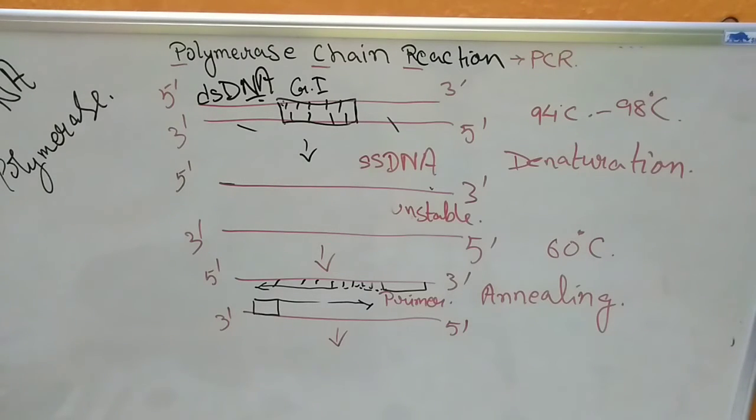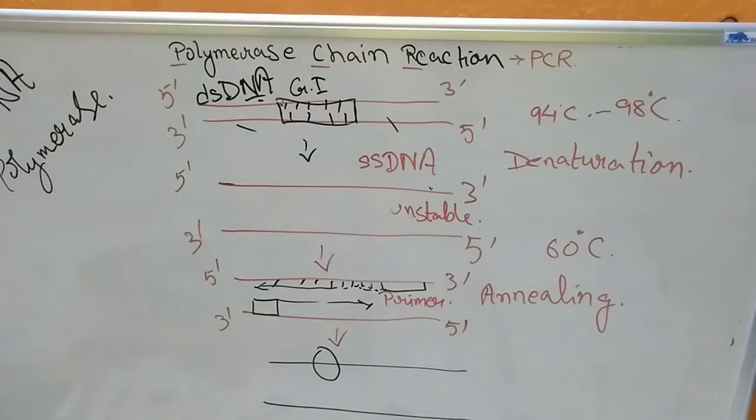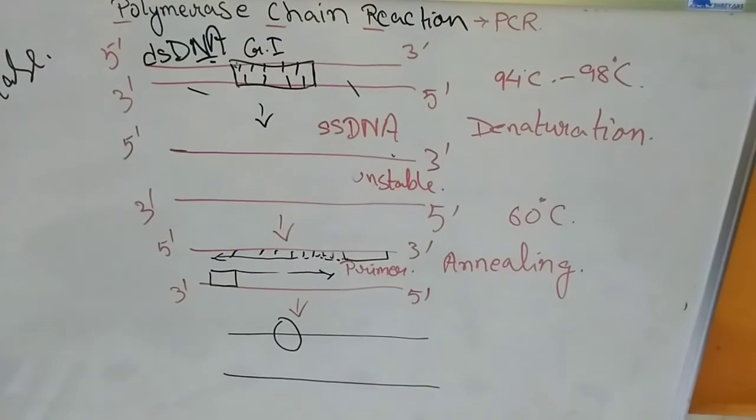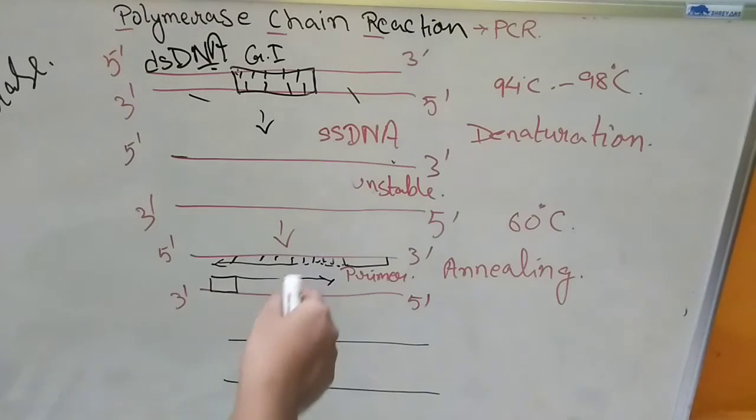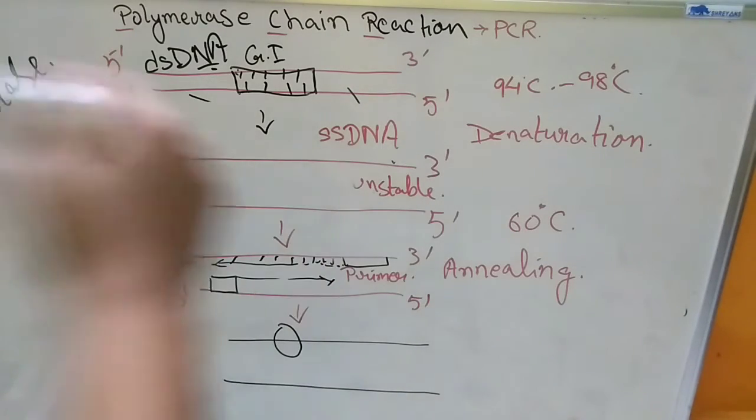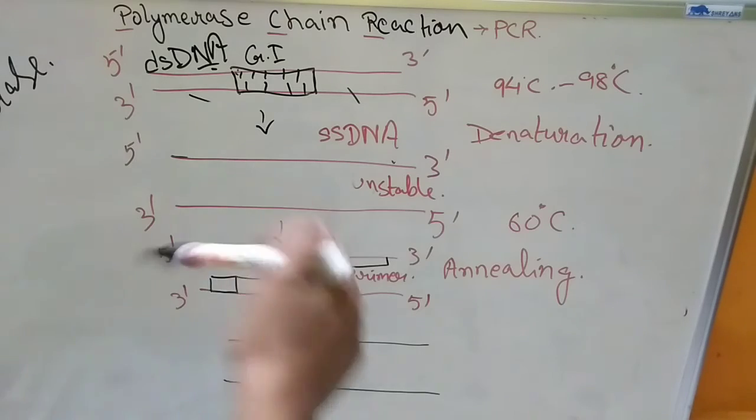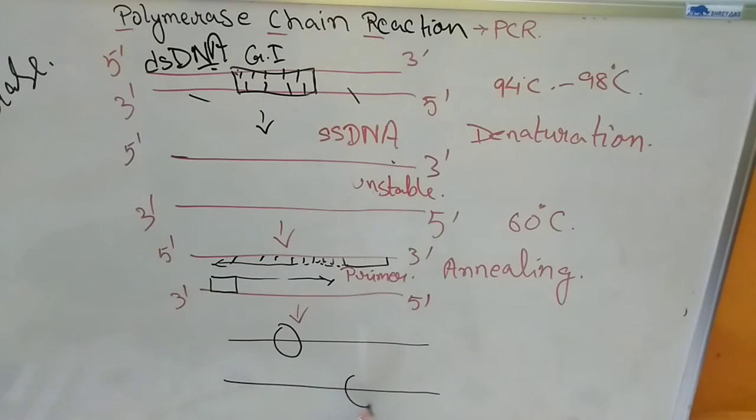The third step is known as the extension, where the polymerase enzyme will bind on this single-stranded DNA structure and extend the addition of further complementary base pairs on these DNA strands. So the next step is known as the extension.